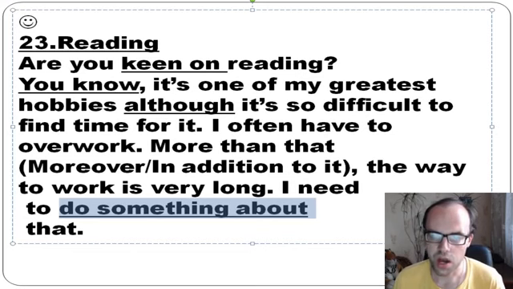So, reading. Are you keen on reading? You know, it's one of my greatest hobbies, although it's so difficult to find time for it. I often have to overwork. More than that, the way to work is very long. I need to do something about that.